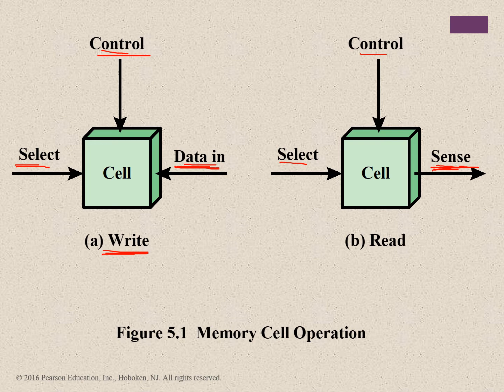The details of the internal organization, the function and timing of the memory cell depend on the integrated circuit technology. That is not what we discuss in this chapter, but I'm telling you as an example. So these are the three common electrical signals that are used onto the memory cells for read and write operations.